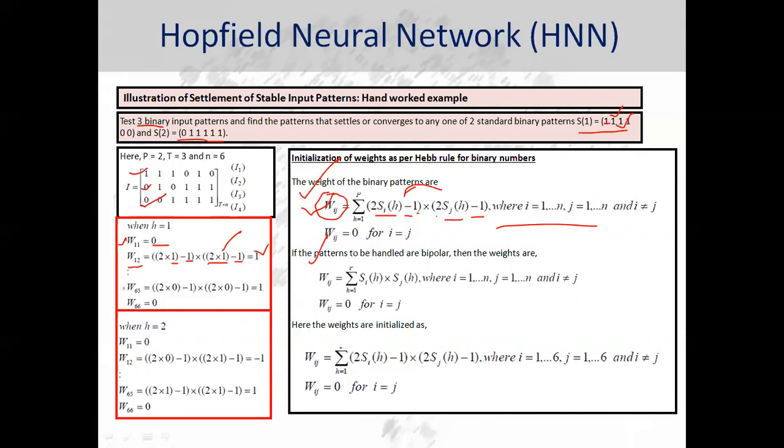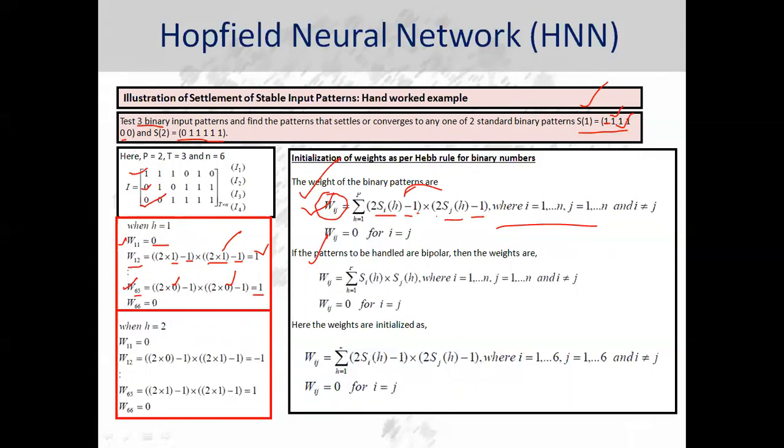And look at weight W65. In this case, i is equal to 6 and j is equal to 5. So go to the pattern to be stored, that is, we are working for pattern number 1. This one, the value of the 6th feature here is equal to 0. So that is why S(i) is 0. And the value of the fifth feature again is equal to 0. So again this becomes 0, and the rest of the equation remains the same, and it comes out to be 1. In the same way, we need to calculate all the 36 weights.